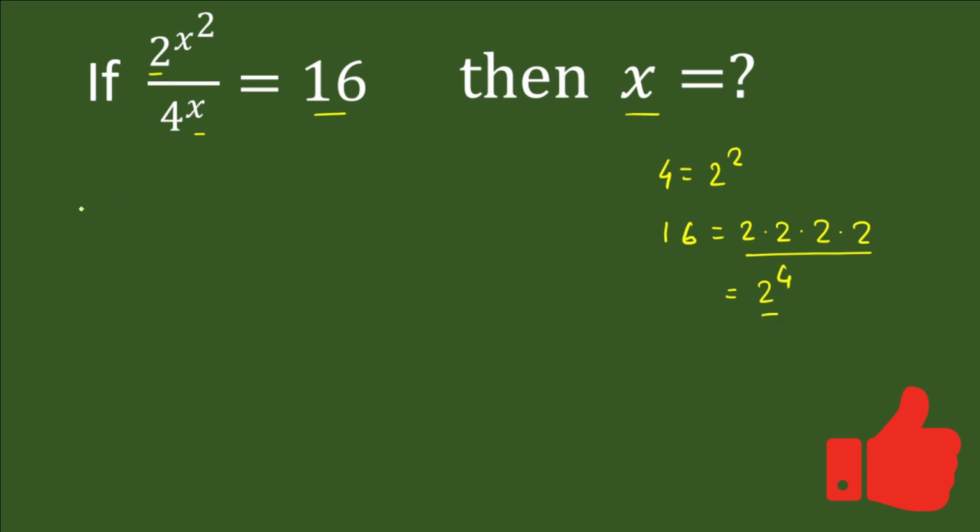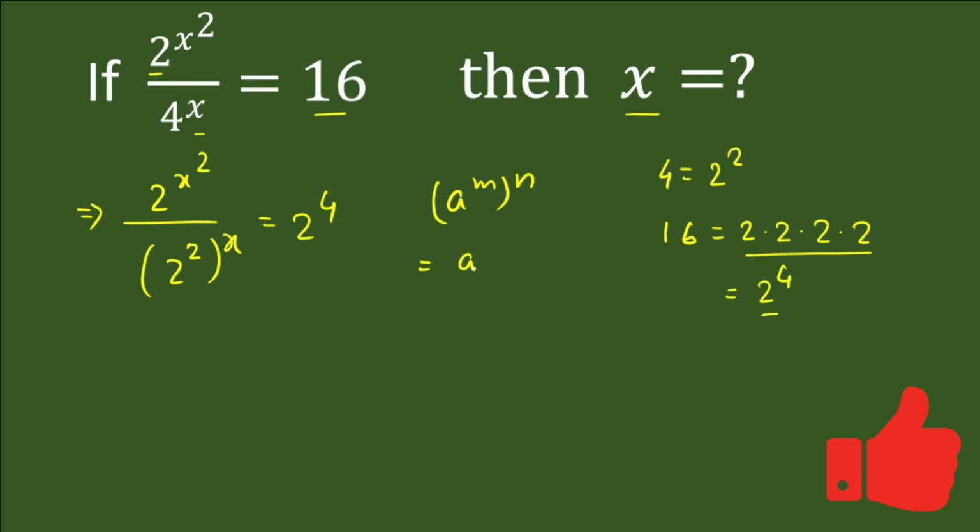Now look at here. In the next step we can write 2 powered by x, having power 2, and divided by 4 we'll write 2 square, and it's having power x, right? And in the right hand side it is 16, which will be replaced with 2 powered by 4. Now in the left hand side denominator it is in the form of a powered by m and whole to the power n, right? It is in the form of bracket multiplication, so we can write this expression as a powered by mn. Here we multiply the powers.